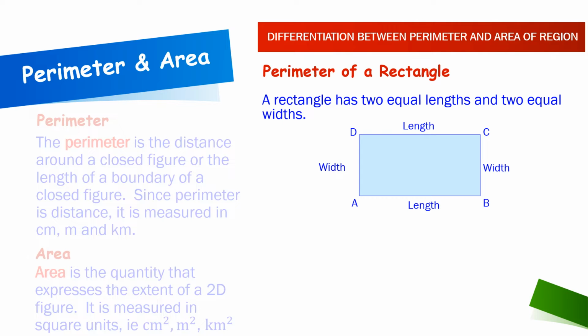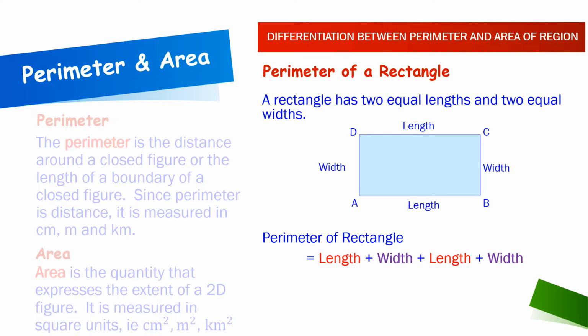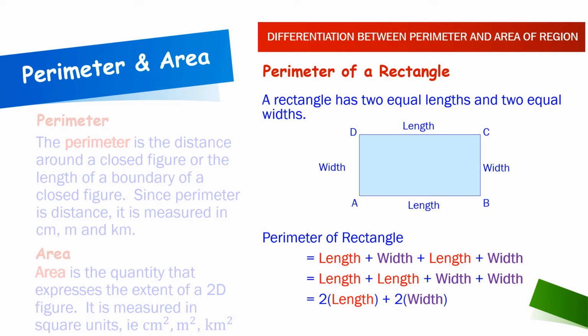Now let's take a look at a rectangle. A rectangle has 2 equal lengths and 2 equal widths, as shown in the diagram. The perimeter of a rectangle is therefore equal to length plus width plus length plus width. This is of course equal to length plus width, which is equal to 2 times length plus 2 times width, or 2 times length plus width, as shown.